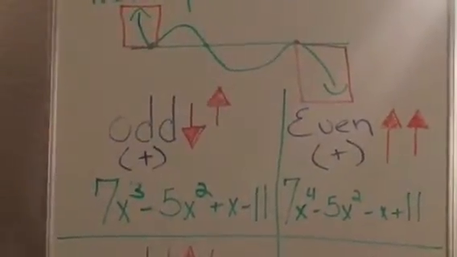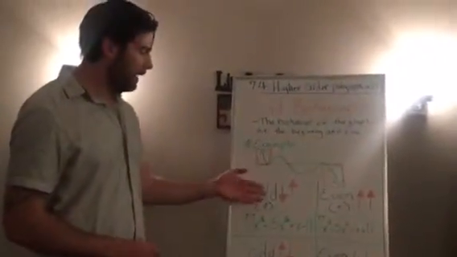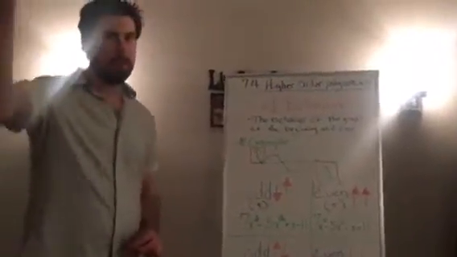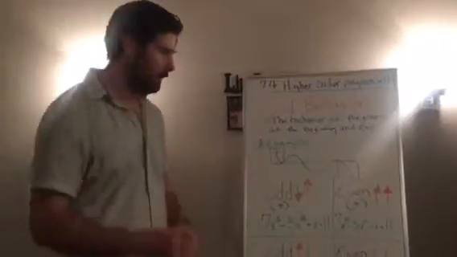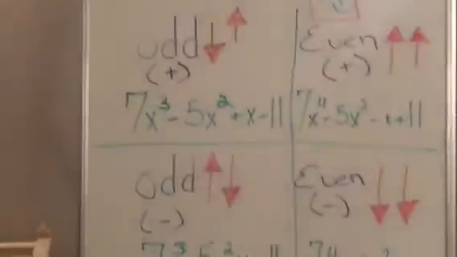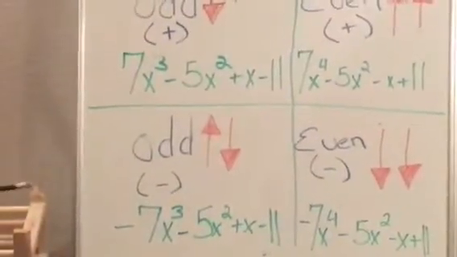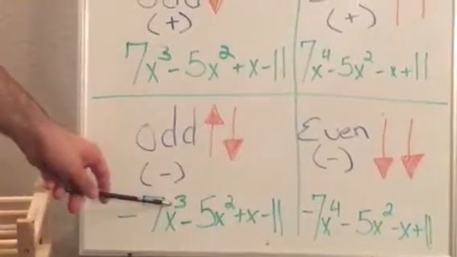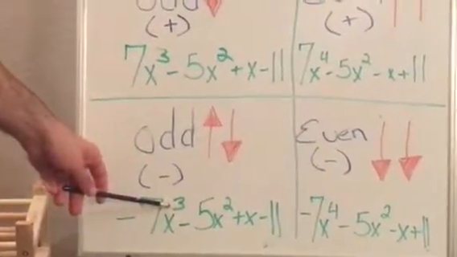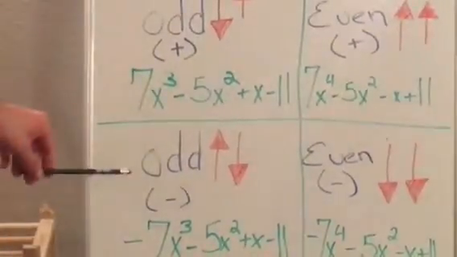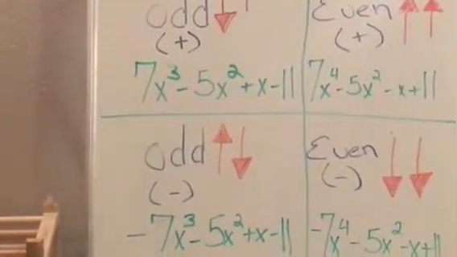The way I like to think of it is, since it's odd, it's the opposite. Since it's an odd positive, it doesn't start positively, it starts negative and comes up. And vice versa. For odd negative, it starts up and goes down. For our example of an odd negative, we have an odd degree and a negative leading coefficient, which leads us to an odd negative.